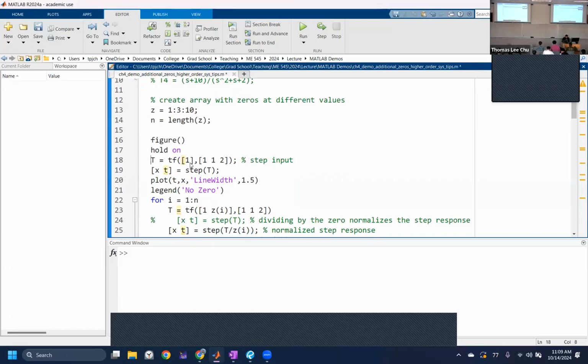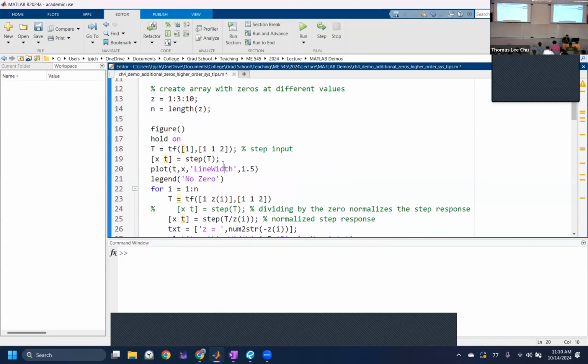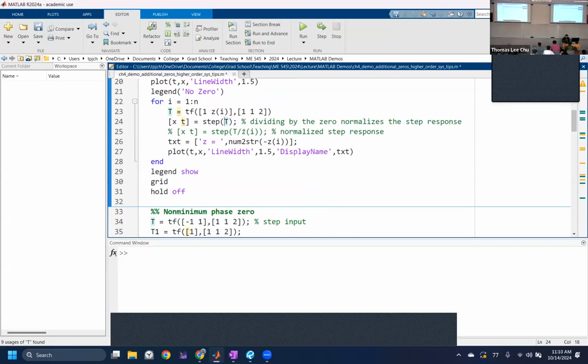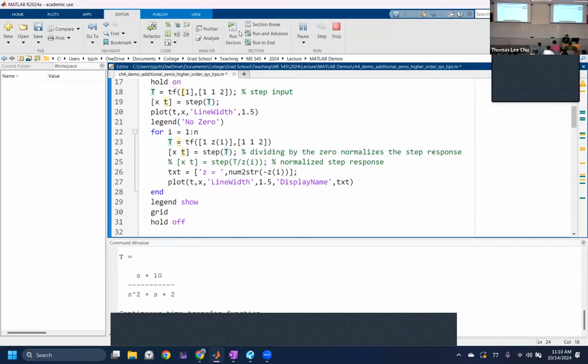Here I define my transfer function, and I list the numerator and then the denominator polynomials, and then I use step to simulate it and plot it. Then I do a for loop to repeat the same steps, but this time with the zeros. One thing I do is normalize the step response, so maybe I'll first run it without normalizing, and I'll show you the difference.